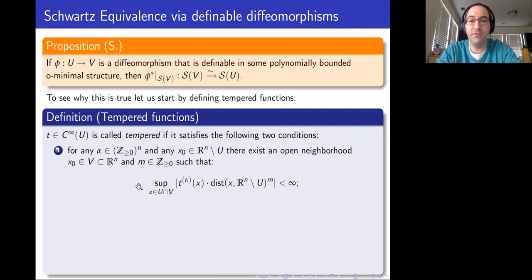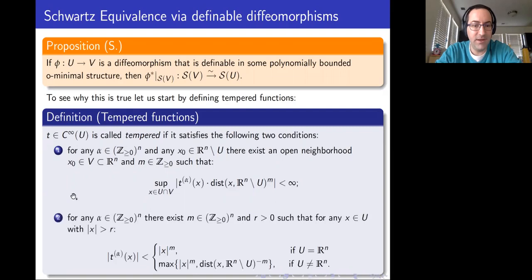So this is the condition of being tempered at any boundary point if you want. And the second condition is quite ugly, but let me write it down. The second definition is just being tempered at infinity. So if we look at, again, any partial derivative, we can find some integer and some big enough number r, the radius, such that if we look at points far enough from the origin, close to infinity, it is bounded by either a polynomial if u is everything, or this distance.